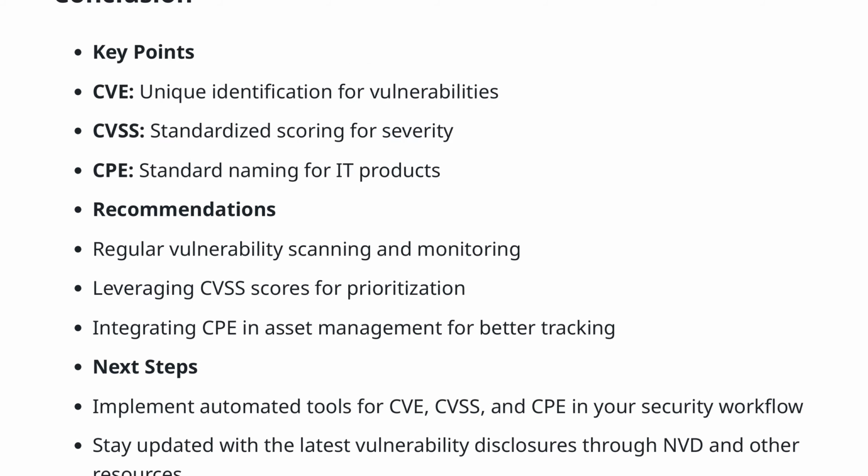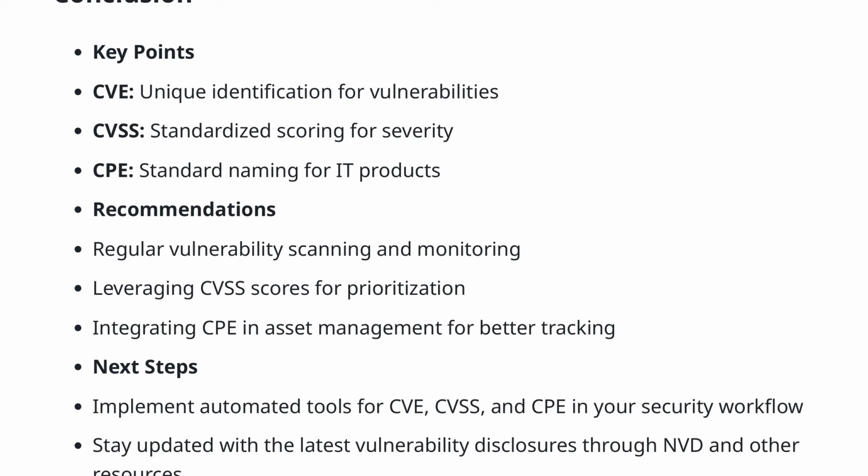In conclusion, let's recap the key points we've discussed in this course. The Common Vulnerabilities and Exposures, CVE, system provides unique identifiers for security vulnerabilities, ensuring there's a consistent reference across various tools and platforms. The Common Vulnerability Scoring System, CVSS, offers standardized scoring, which helps in evaluating the severity of vulnerabilities, making it easier to prioritize actions. The Common Platform Enumeration, CPE, is crucial for the standardized naming and identification of IT products.